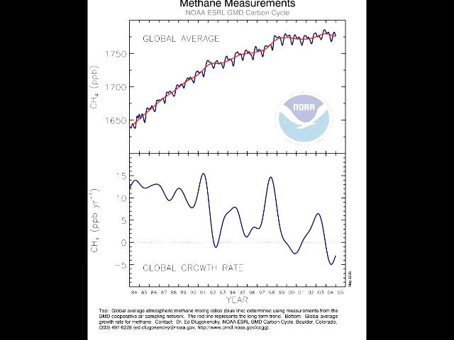You can see that in the upper graph. And by the way, the methane concentrations are measured in parts per billion. So it's present in only small amounts in the atmosphere, but because it is such a potent greenhouse gas, its contribution to warming of the planet is not to be ignored. In the lower graph, we see that the rate of increase has declined over time.